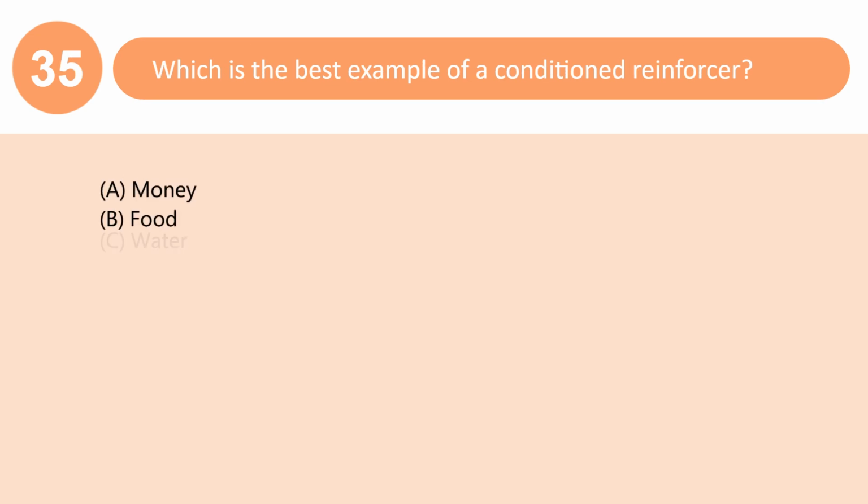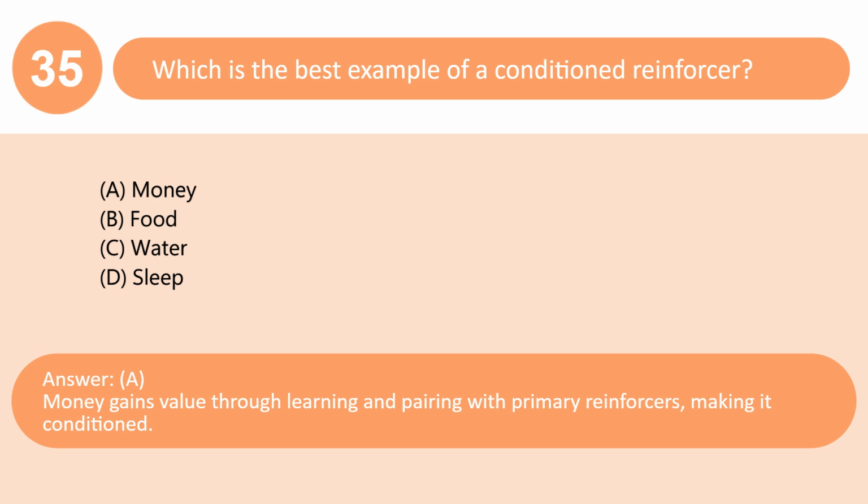Which is the best example of a conditioned reinforcer? A. Money. B. Food. C. Water. D. Sleep. Answer: A. Money gains value through learning and pairing with primary reinforcers, making it conditioned.